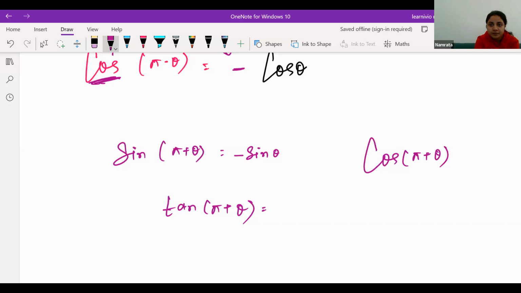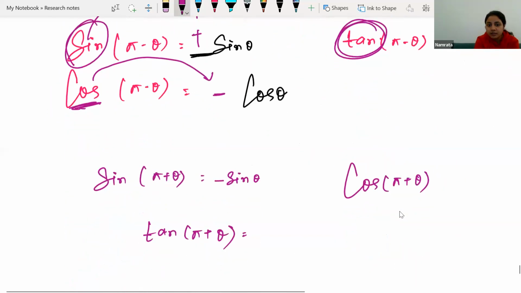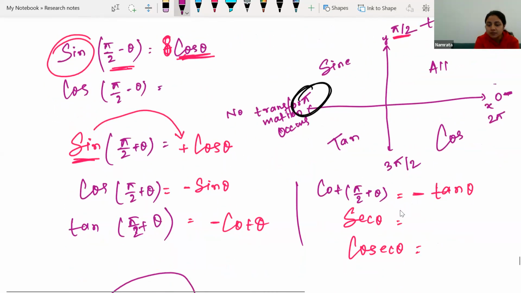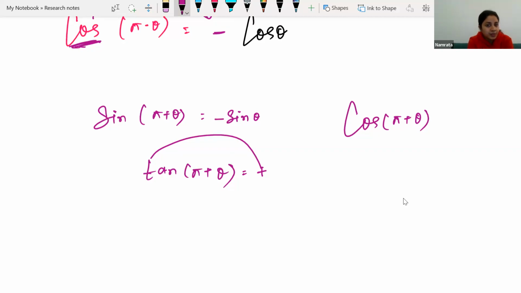Anyone? See, pi plus theta comes in the third quadrant. In the third quadrant, tan is positive. So whatever result this tan will give, that will be positive. We don't know whether that will be tan or cot, but it will be positive because in the third quadrant, tan is positive.